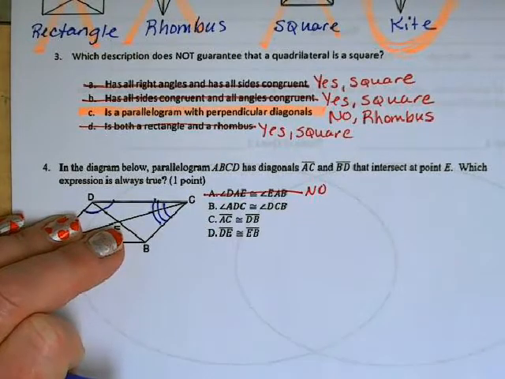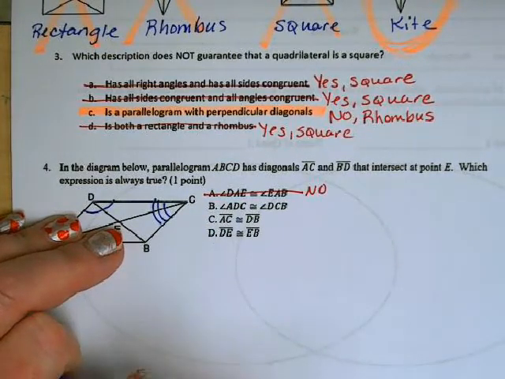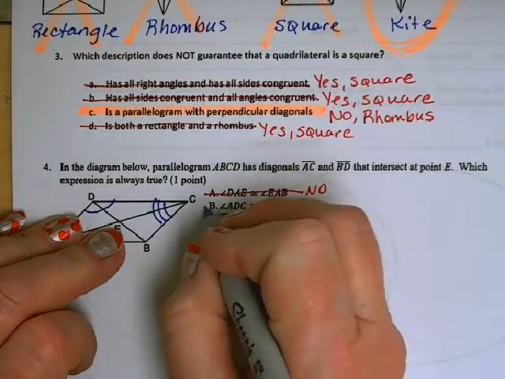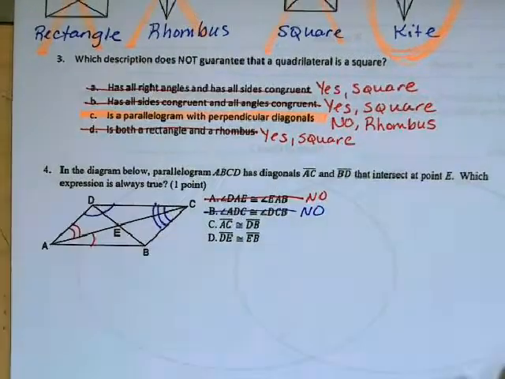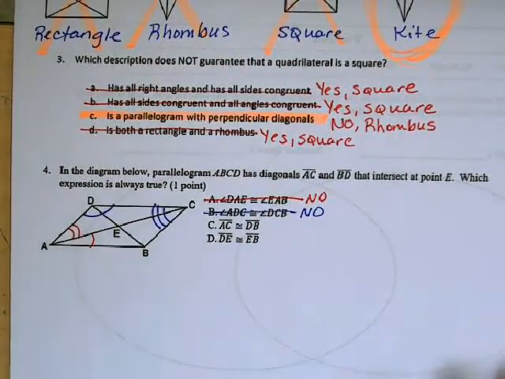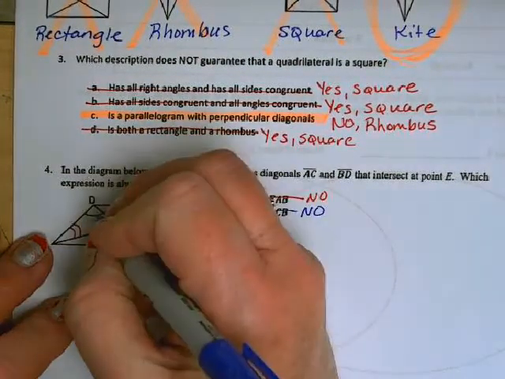No, in fact, they're going to be what? Instead of congruent, they have to be supplementary. So that was a big fat no. All right. Now, we're done with angles.